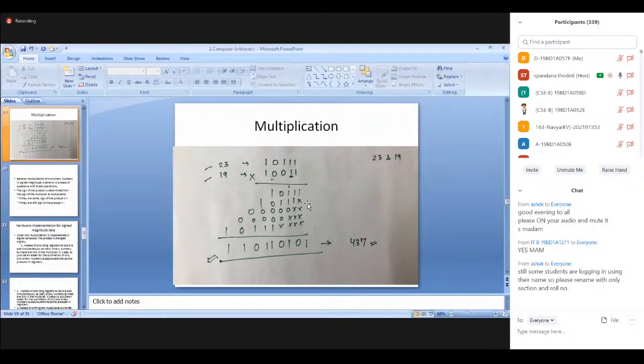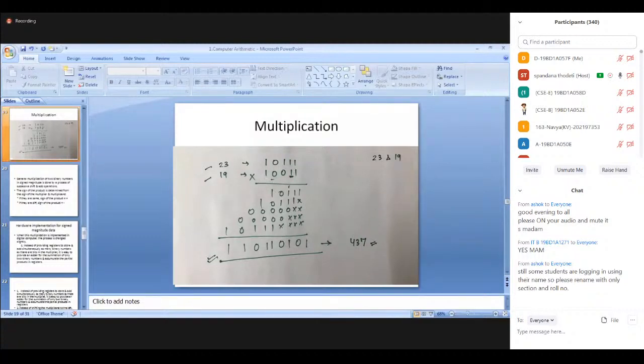While writing these partial products, you are performing a shift left operation. For the second multiplier bit, you write the partial product by leaving one bit, moving it to the left. Similarly, if the bit of the multiplier is 0, you will simply write zeros. Whatever may be the value of the multiplicand, you will simply write 0 by moving one bit left shift. At the end, you are simply performing an addition operation. This is the way to perform multiplication.